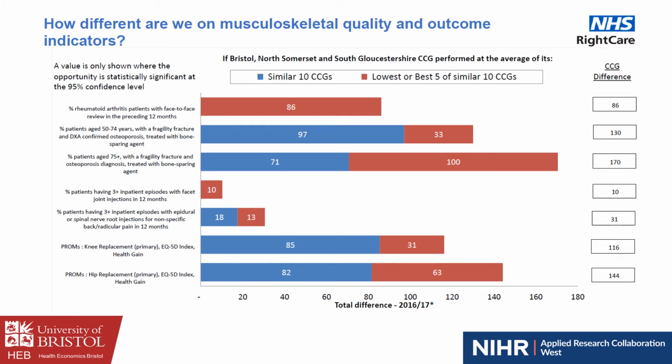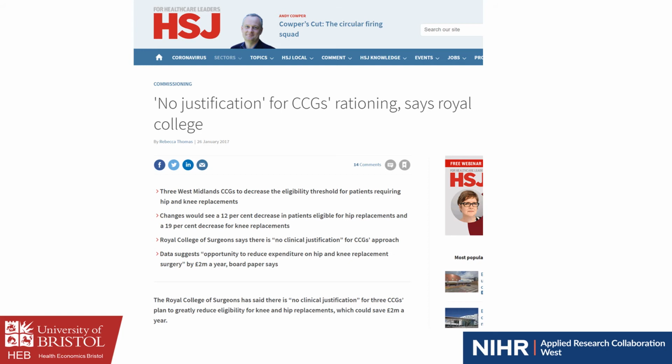And in fact, there are almost no published examples of how commissioners have responded to the extensive data pack analysis produced by NHS RightCare. However, I can draw your attention to this example published in the Health Services Journal, the HSJ. In January 2017, the Royal College of Surgeons was reported to have stated that there was no clinical justification for 3 CCGs to change the eligibility threshold for hip and knee replacements in order to reduce the number of patients receiving surgery, which was associated with a £2 million saving.